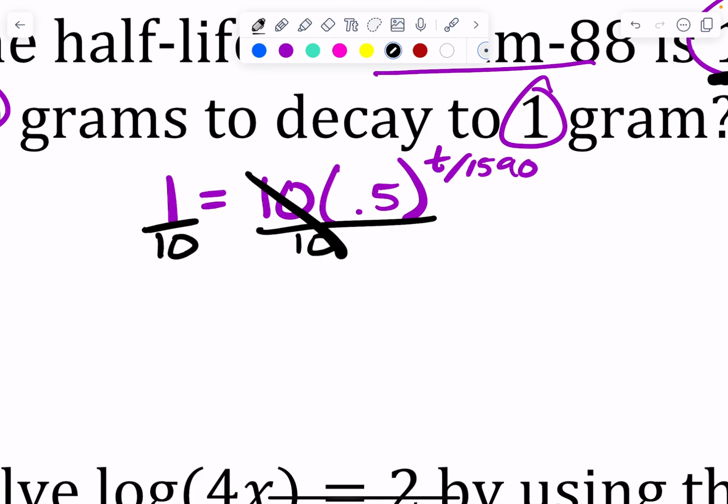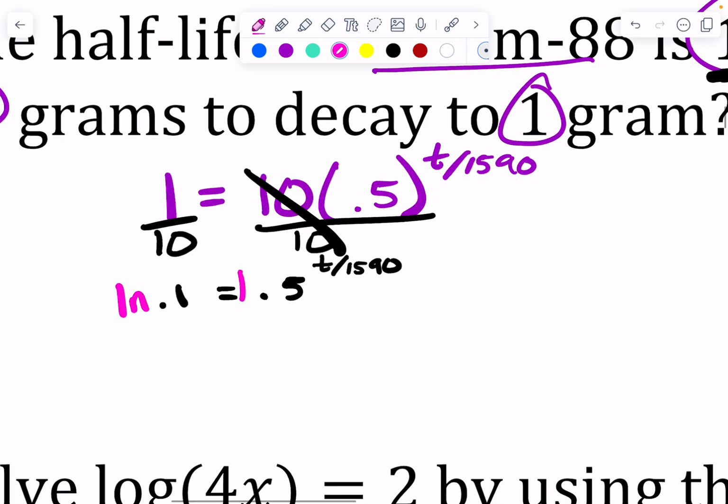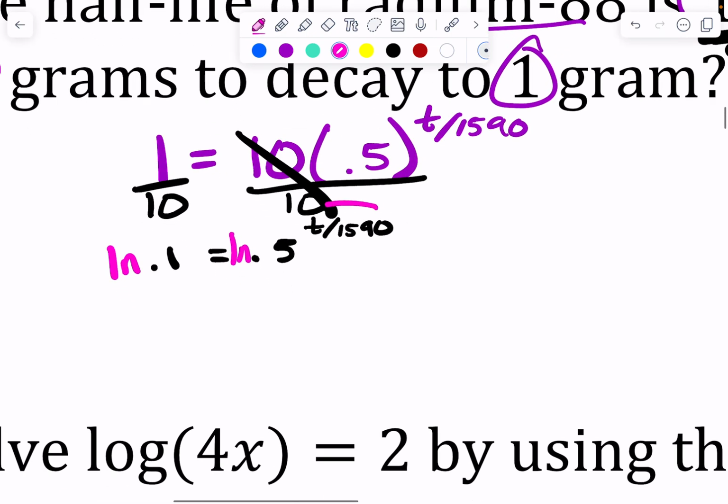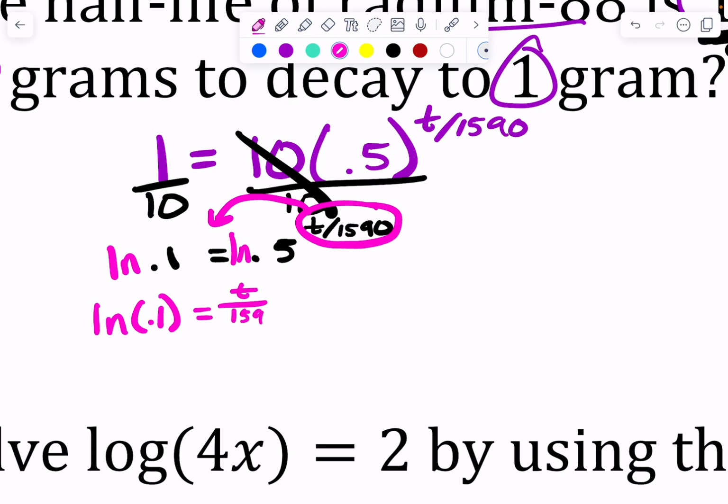Okay. Next thing I'm going to do, 1 divided by 10 is 0.1, equals 0.5 to the t over 1590 power. Now I'm going to do an ln in front of both sides, just like we just got done doing, except it doesn't cancel on one of the sides because it's not an e. But what that allows me to do is take this guy and move him down in front. So I have ln of 0.1 equals t over 1590 times ln of 0.5.